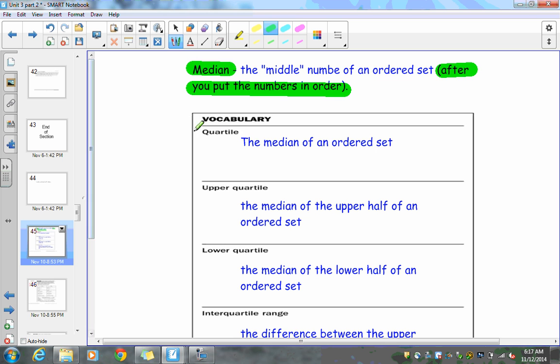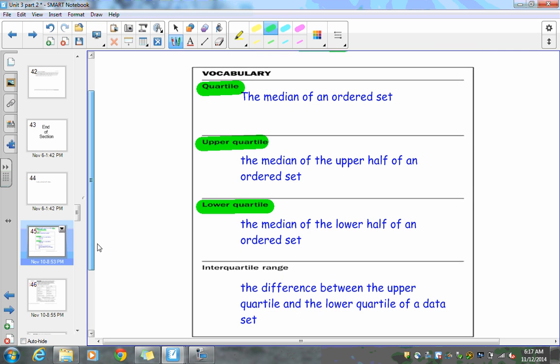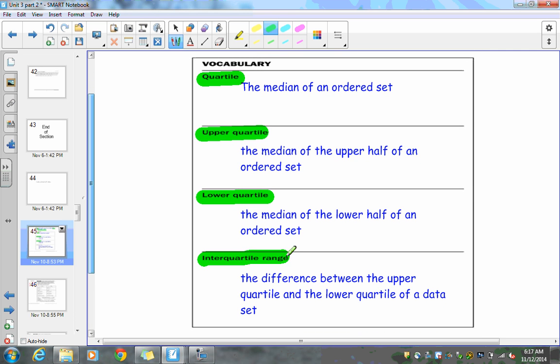Okay, and so we're going to be talking about quartile, upper quartile, and lower quartile, and we'll talk about that as the video keeps going. And then of course the last one is interquartile range. So if you need the definitions, pause the video now.